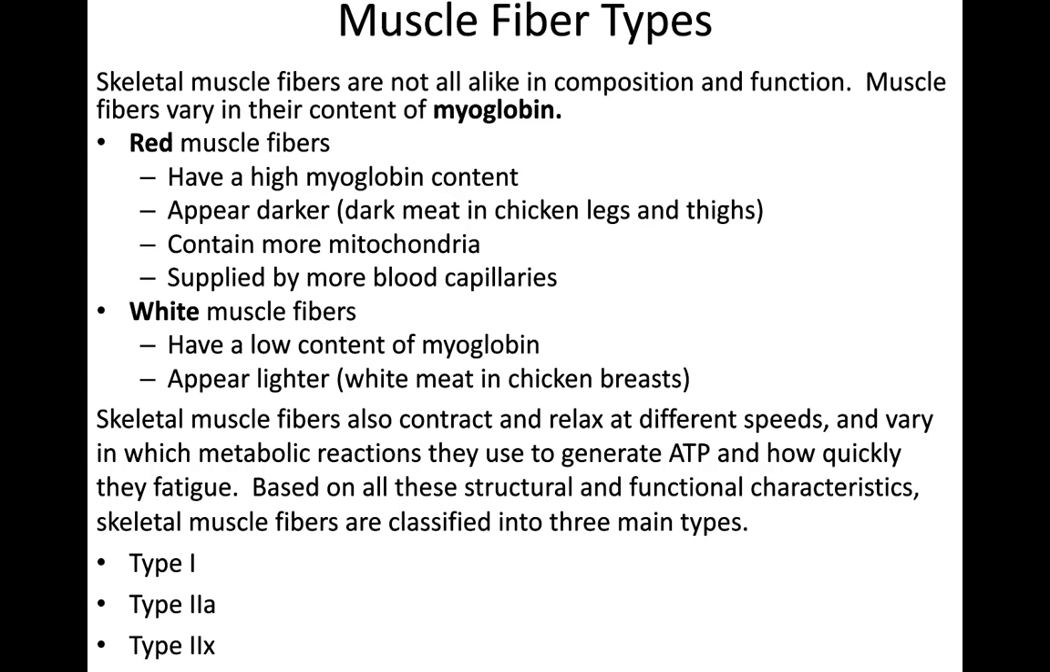Those that have a high myoglobin content are going to be described as red muscle fibers. And these are the muscle fibers that will produce a muscle that appears darker, like in the case of, if you look at a chicken leg or chicken thighs, it produces that dark meat.